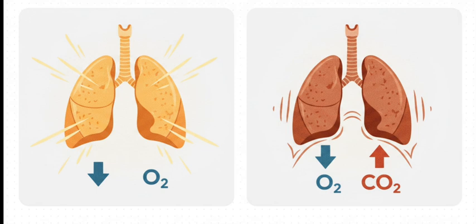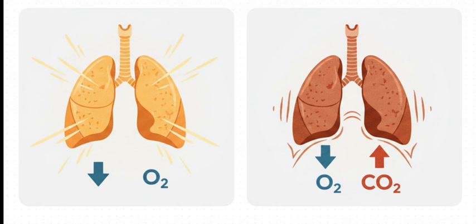During an early attack, the patient is usually hyperventilating, breathing incredibly fast. Because of this, they're actually blowing off plenty of CO2, but their constricted airways prevent enough oxygen from getting in. That's a single disturbance, low O2, making it type 1.